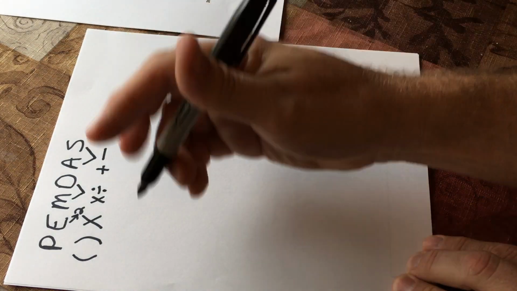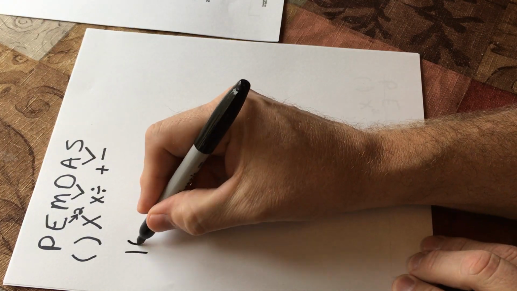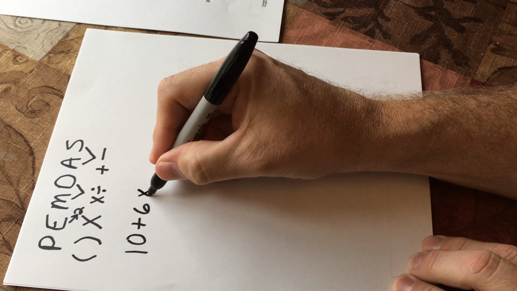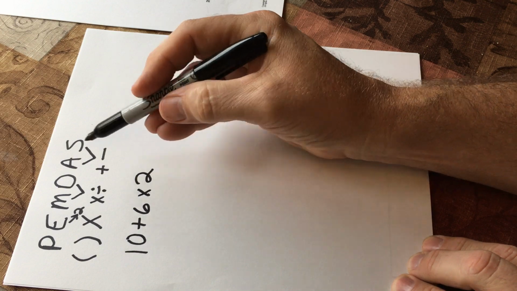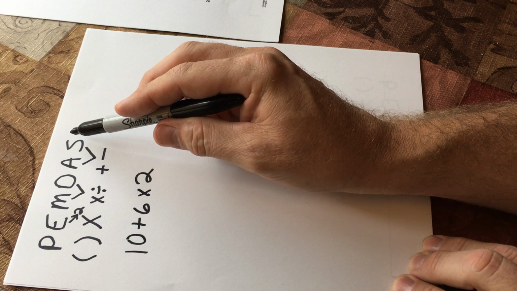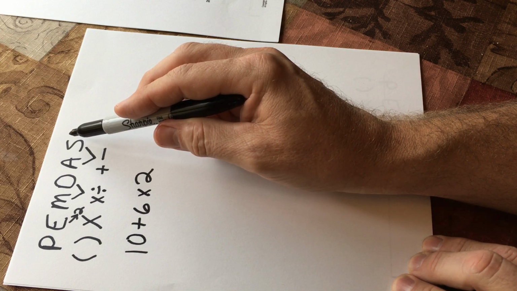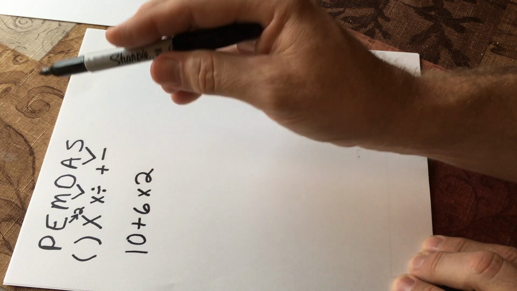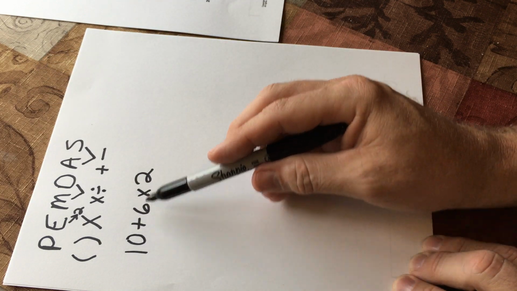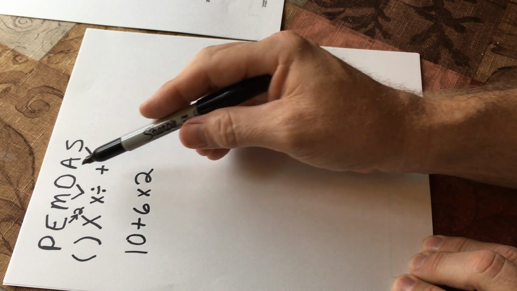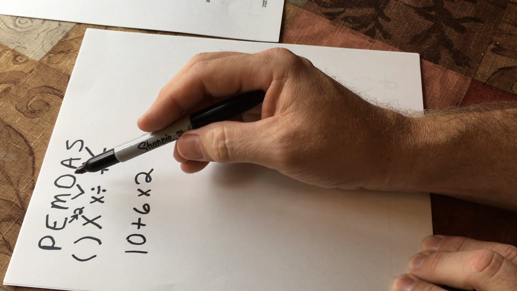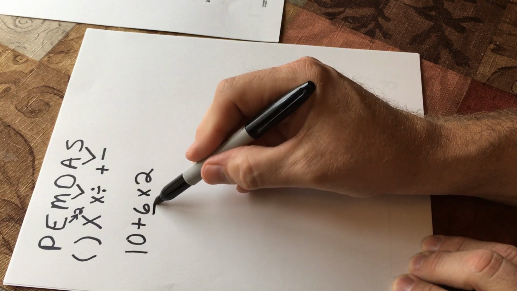Okay, so let's rewrite that. 10 plus 6 times 2. Okay, so following PEMDAS rules, from left to right, we go through math, we read math from left to right, just like we do our words in reading. So I've got a 10 plus 6. Well, I also have a 6 times 2, which is earlier in the PEMDAS order of operations, which means I'm going to do this multiplication first.